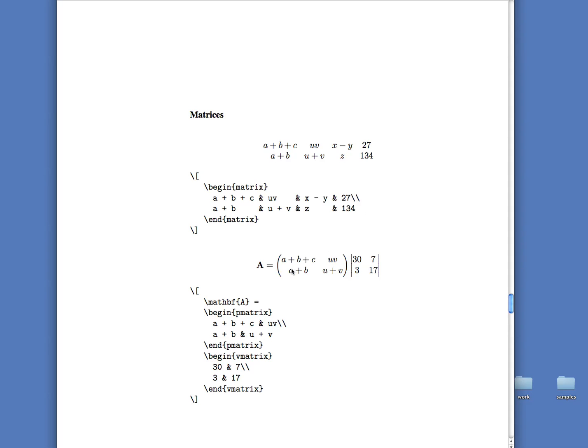Of course, you will get matrices with parentheses with the pmatrix command, with vertical bars with the vmatrix command, and there are lots of other variants. See my book.